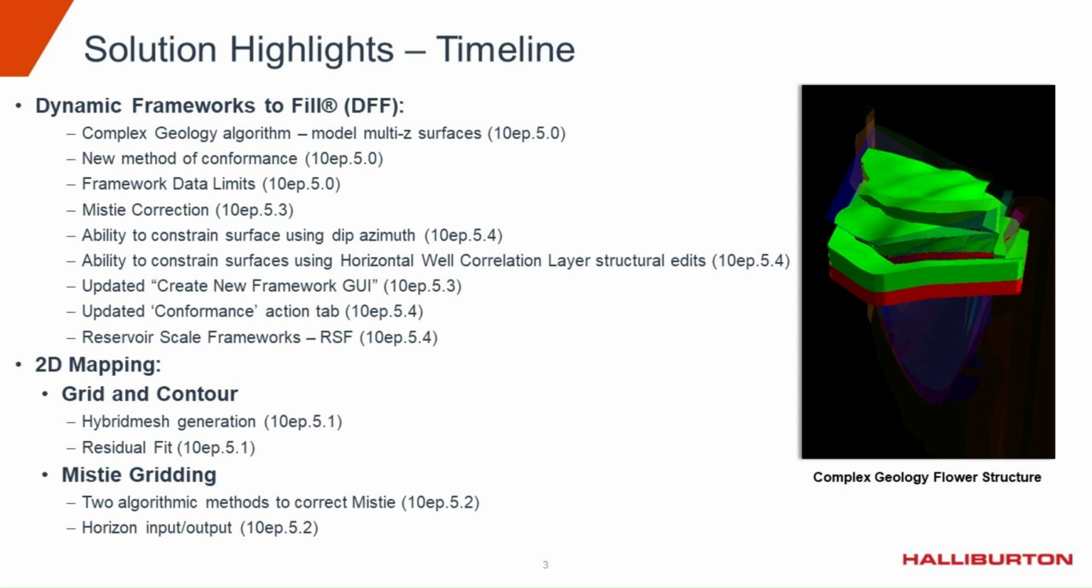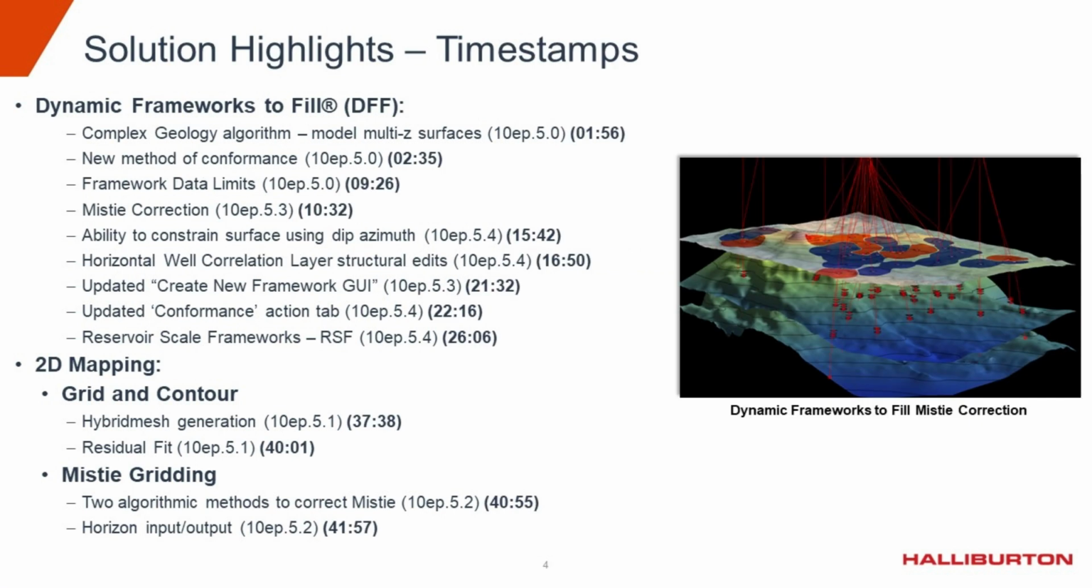New functionality added to Grid and Contour was the ability to generate a Hybridmesh output and the addition of the algorithm parameter radial residual fit for surface picks, both as part of the 10ep5.1 release. New to the 10ep5.2 release was a standalone Mistie gridding application, which has two algorithmic methods to correct Mistie and enables horizon input and output.